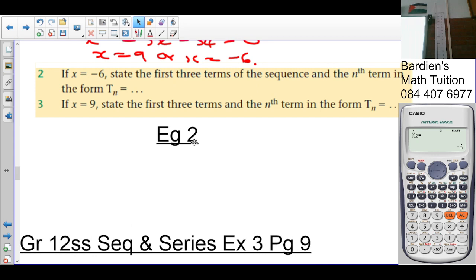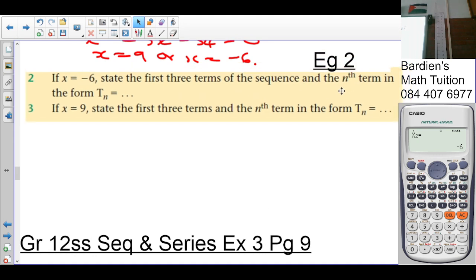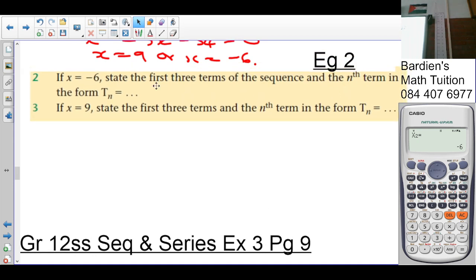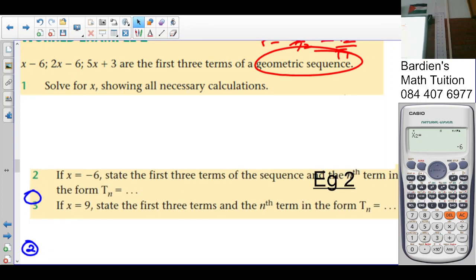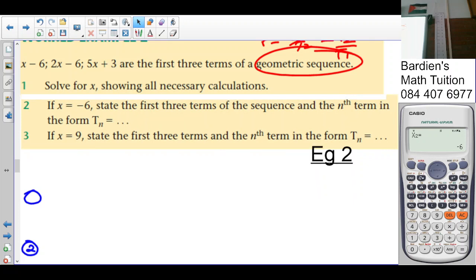So now we're looking at the second part of the question. We have said that if x is equal to minus 6, people here are confirming that x is equal to minus 6 is correct. So x is equal to minus 6. State the first 3 terms of the sequence and the nth term. So what I'm going to do is take this off here. You can see the general term there.